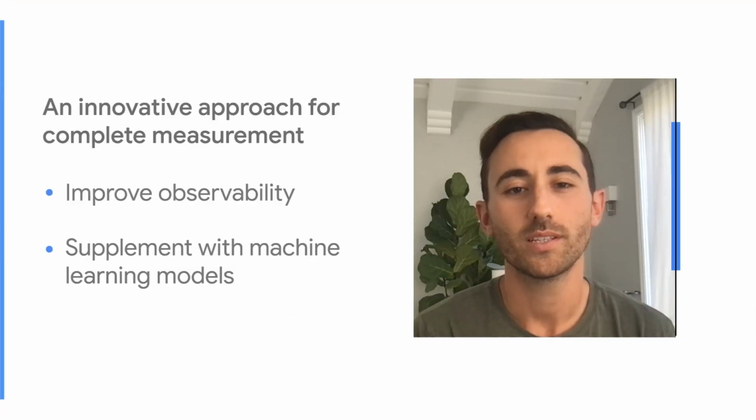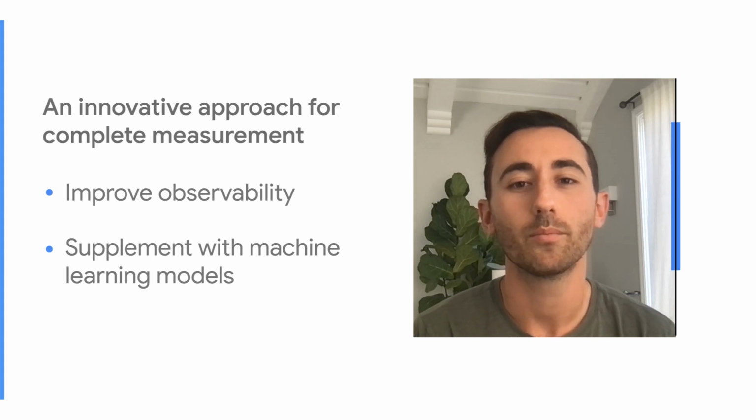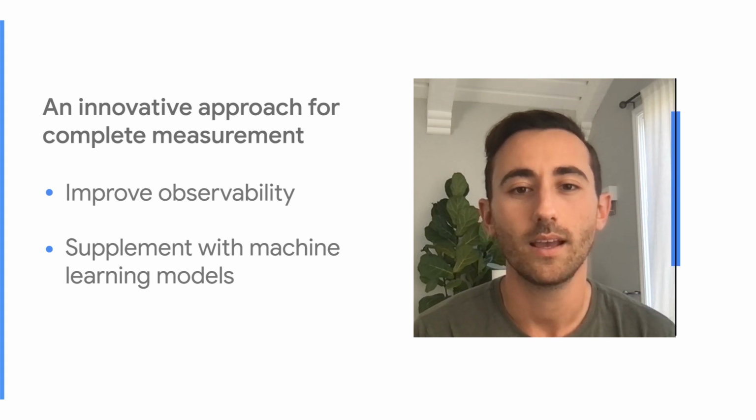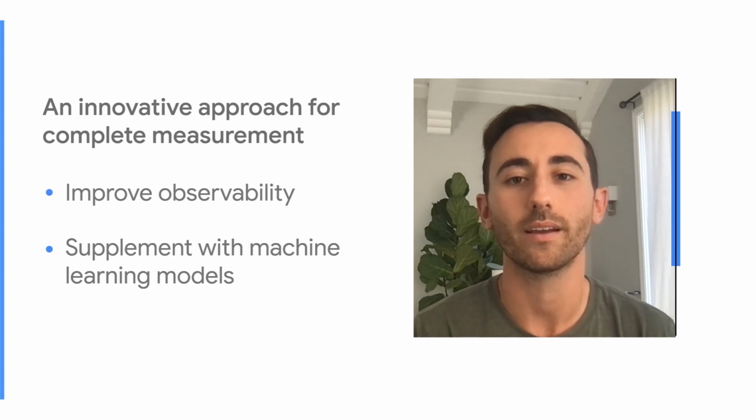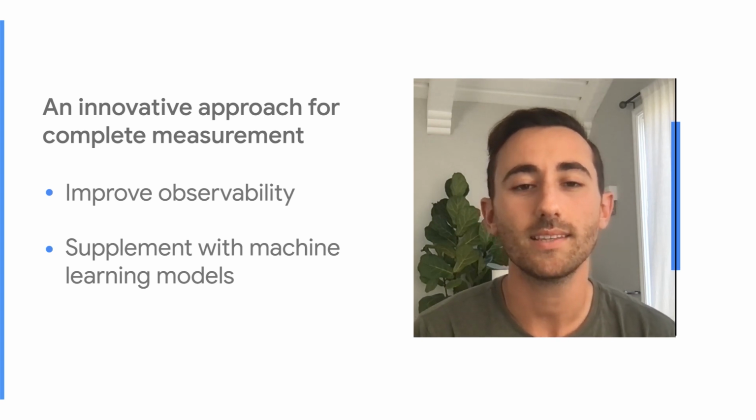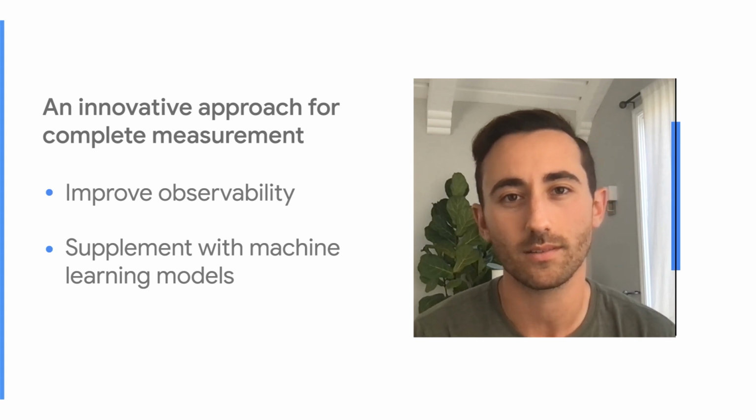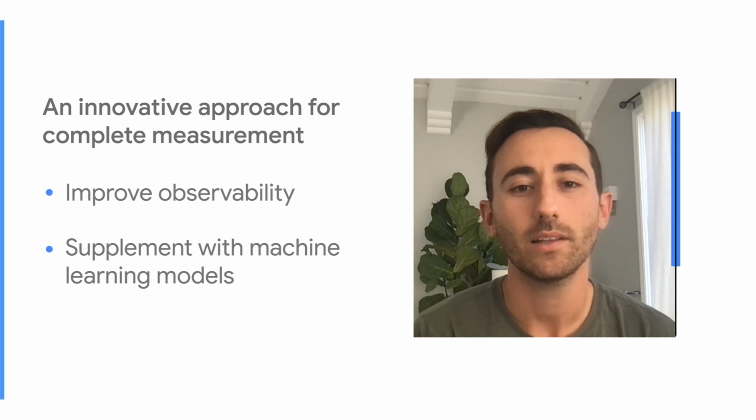Our approach uses privacy-first solutions to do two key things: improve observable data signals and use machine learning models to fill gaps in the customer journey. Together, these innovations help give you the best performance and optimization results. Let's take a look at some of the industry changes that got us here.